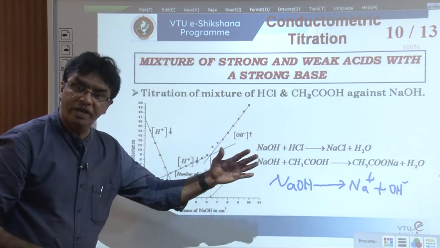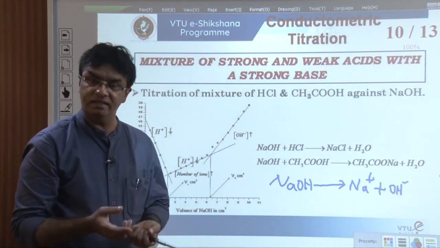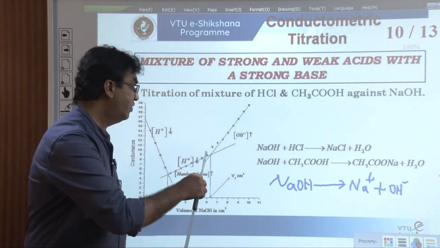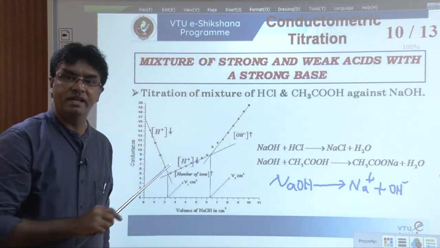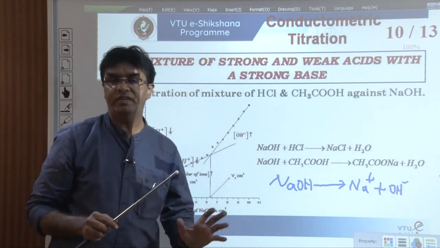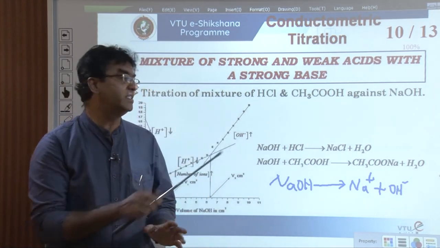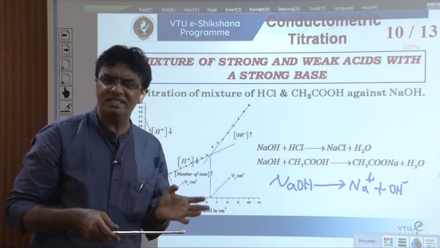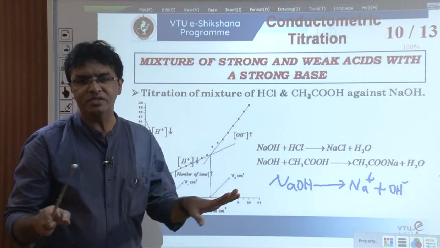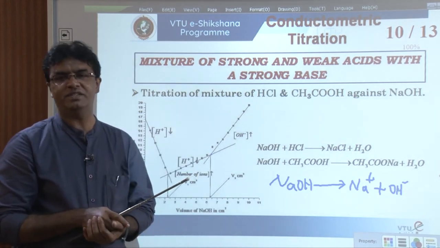Out of Na plus and OH minus ions, hydroxyl ions are again highly conductive. Therefore, you will be observing a drastic increase in the conductivity upon the addition of 0.5 ml of NaOH each time, reaching or crossing the initial value. Once it reaches or crosses the initial value, you can stop conducting the titration.